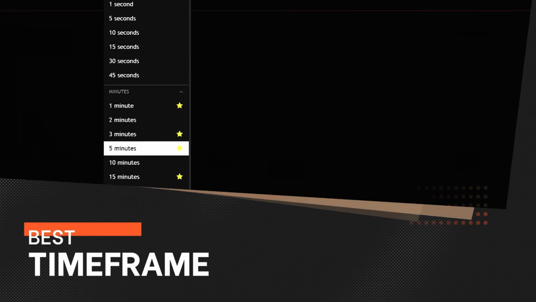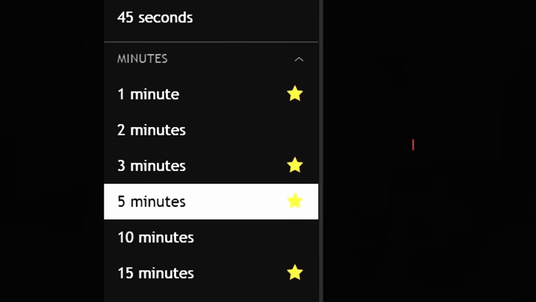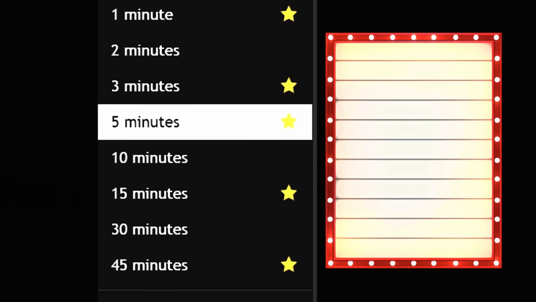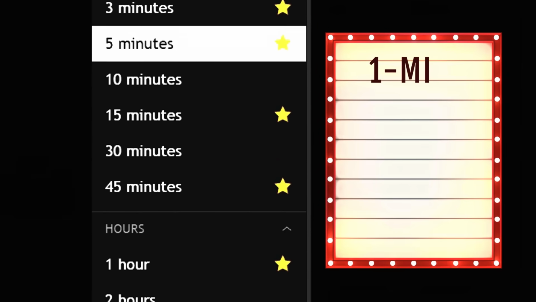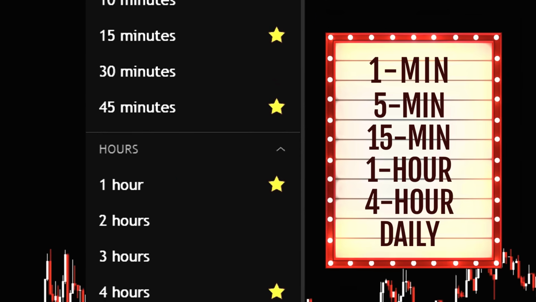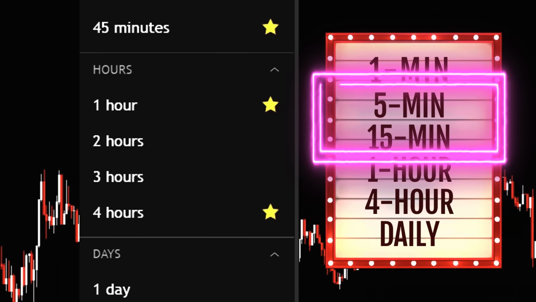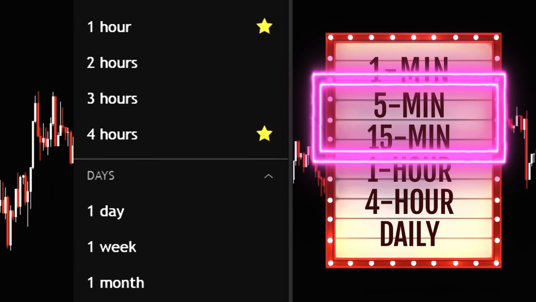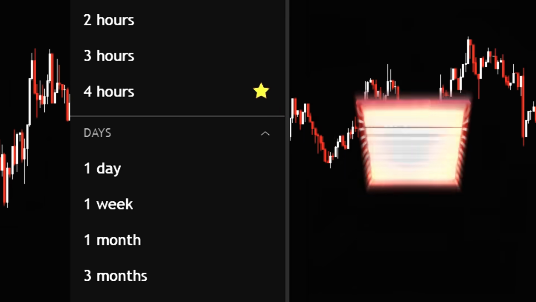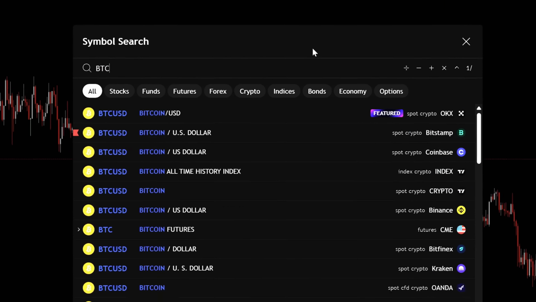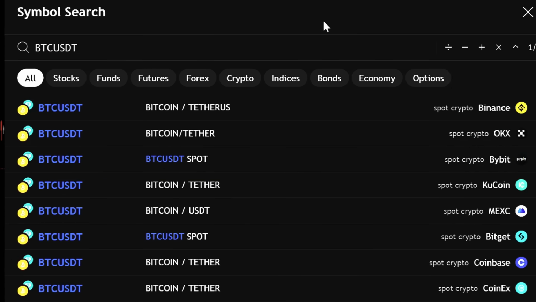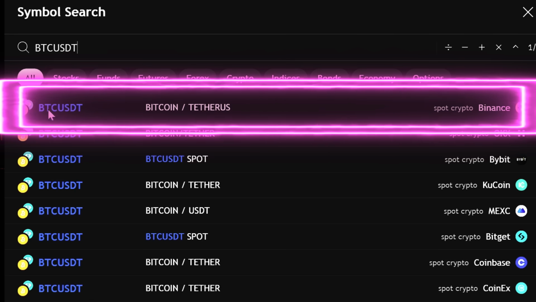Now, let's talk about the best time frame for this strategy. You can use it for scalping on 1 minute, but for this specific day trading strategy, I found the sweet spot is the 5 minute and the 15-minute chart. That's where we get clear signals without too much market noise. For this example, I'm going to set it to Bitcoin on the 5-minute time frame.